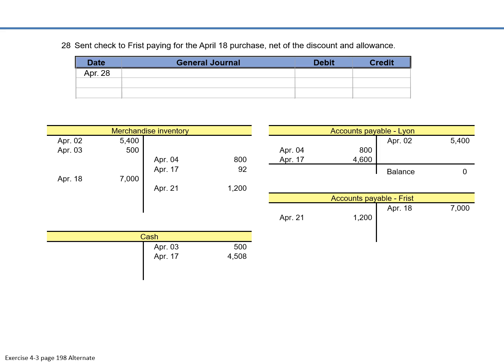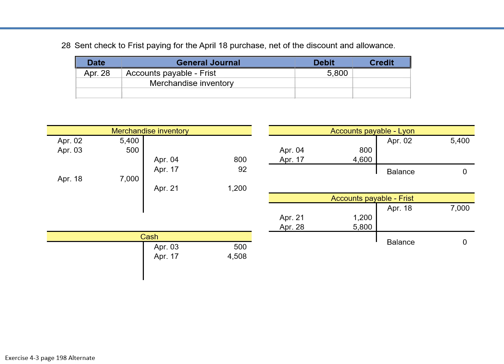And then we're going to pay them on April 28th for the April 18th purchase, net of the discount and the allowance. So we paid them within 10 days, so we get to take our discount. So we're going to reduce our accounts payable. Our balance is $5,800. So in order to make that go to zero, we need a debit to accounts payable for $5,800.